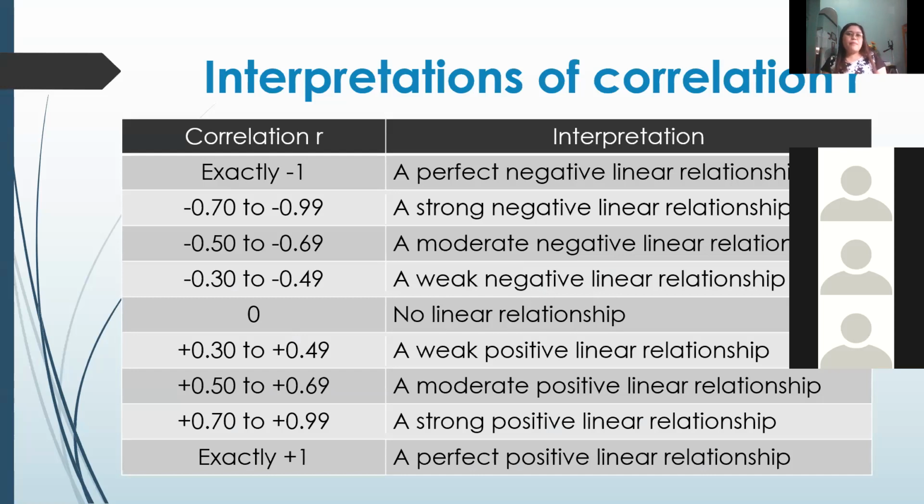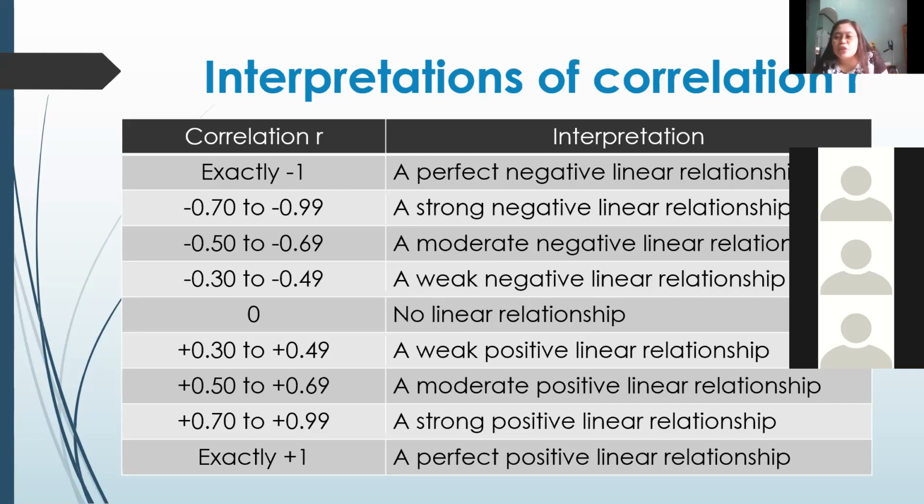Kay inverse man pag moingon ka og negative relationship, so tanan pag negative class, negative ang sign, negative gyud ang relationship. The number will just give you the strength of the relationship. So between negative 0.70 to negative 0.99, it's a strong but negative relationship.